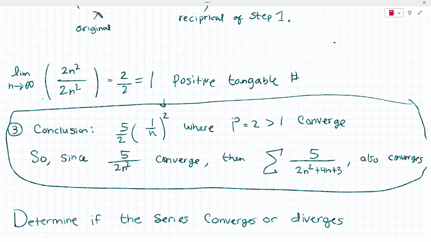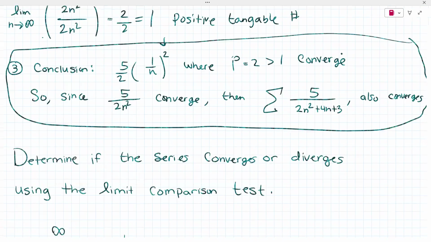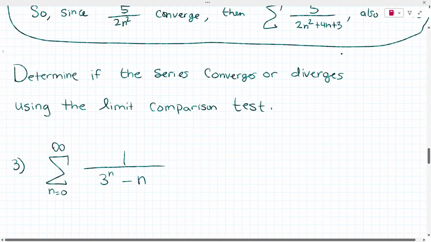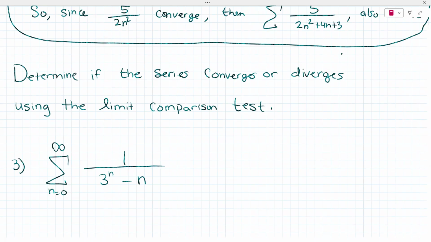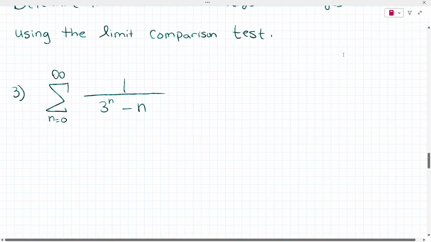Okay, let's move on to example 3. Example 3 says, same idea, determine if this series converges or diverges using the limit comparison test. So we have the summation of n equals 0 to infinity of 1 over 3^n minus n. So step 1, choose the biggest term on the top and the bottom.